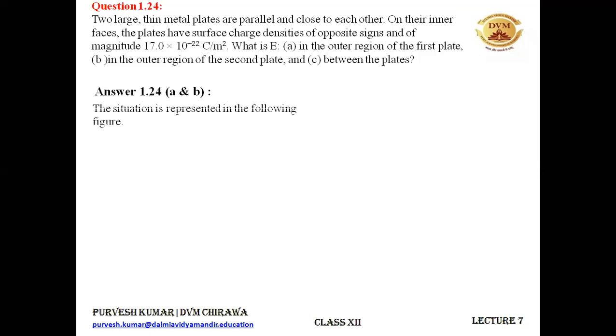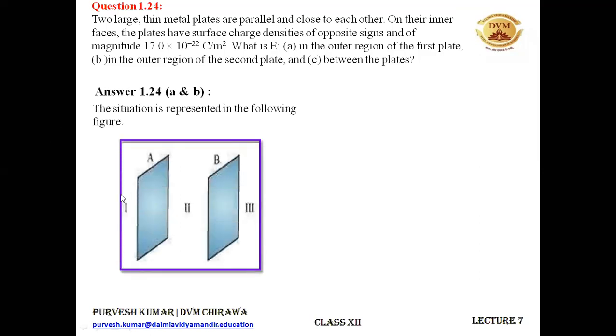So let's do it. The situation can be represented like this. A has plus sigma, and B has minus sigma. The magnitude of this sigma is 17 into 10 to the power minus 22 Coulomb per meter square. We need to find the electric field in the outer region of the first plane, and in the outer region of the second plane. Then region 1 and region 3 are these outer parts.